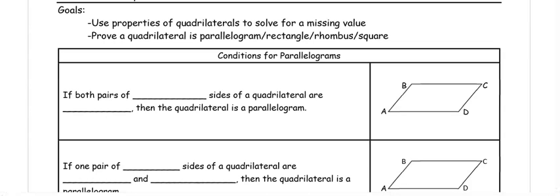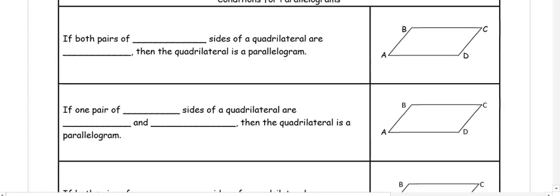This video is about using properties of quadrilaterals to solve for a missing variable and proving that a quadrilateral is a parallelogram, rectangle, rhombus, or square.